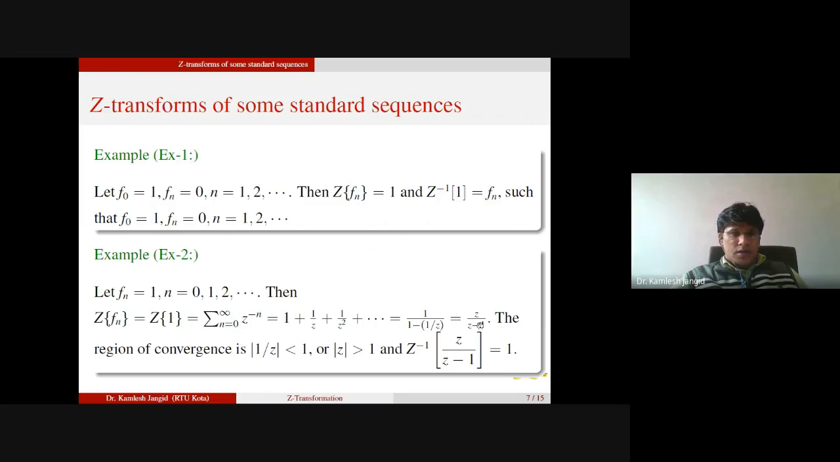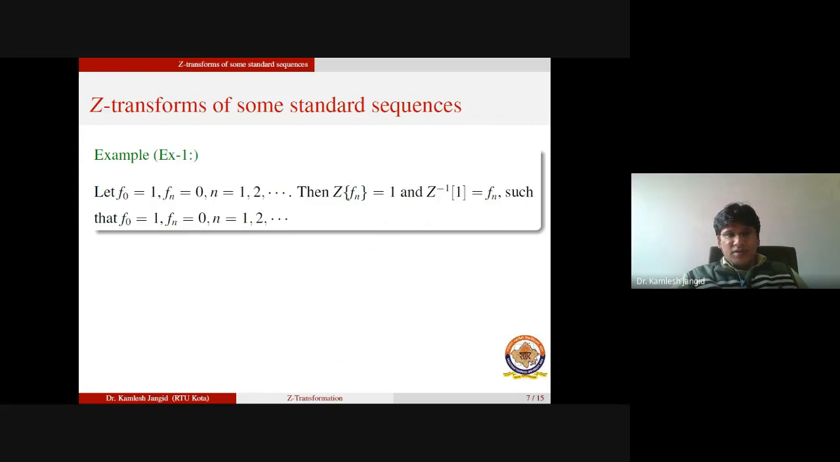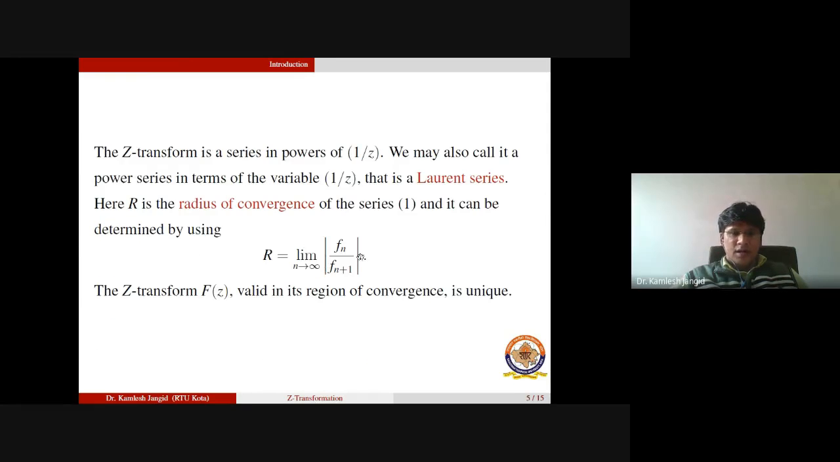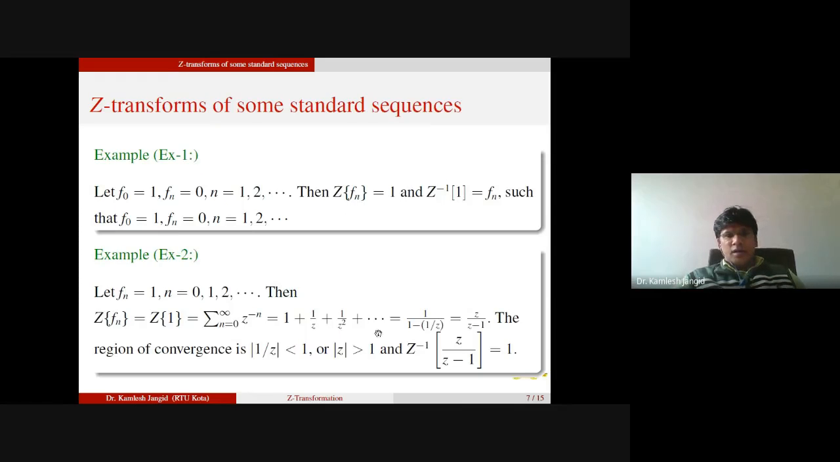So it means the Z transformation of the constant sequence 1 equals Z upon Z minus 1. And the region of convergence is mod of Z is greater than 1. You can find this region of convergence by using this definition. All right. We are given Fn equals 1, so therefore Fn plus 1 is also equal to 1. So R equals 1 here.